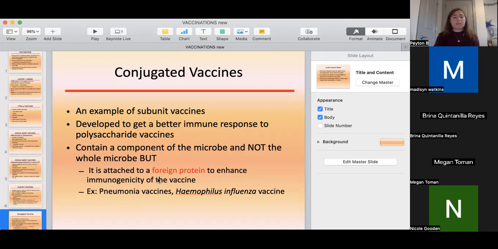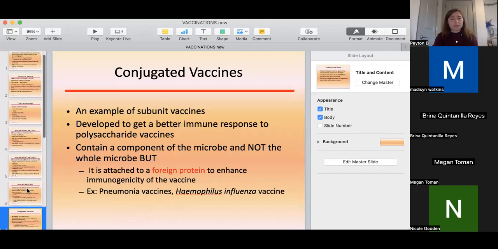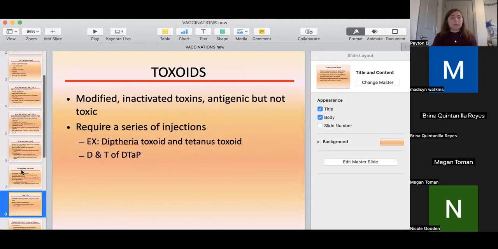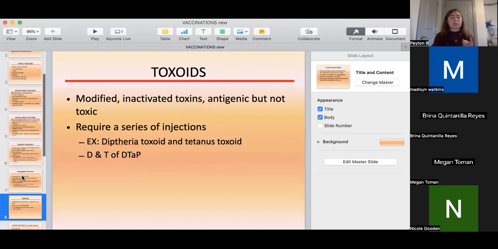And then examples, again, pneumonia vaccines are examples of conjugated vaccines. Any questions on the difference between subunit and conjugated vaccines? Nope. All right. Toxoids. So toxoids, do you guys remember learning about your bacterial exotoxins?